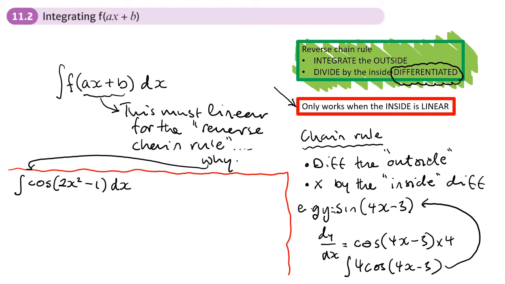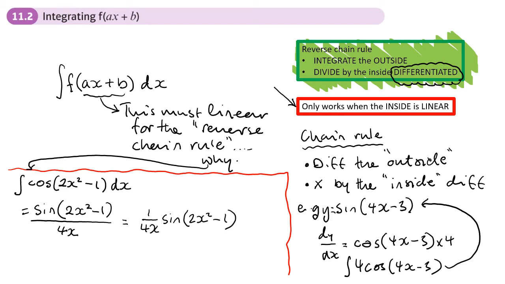So the first thing that we do is we integrate the outside. Cos integrated is sine. Now just like the normal chain rule, the inside of the bracket does not change, and the second part of the reverse chain rule is to divide by the inside differentiated. Now the inside differentiated will be 4x. So what do I end up with? I end up with 1 over 4x sine(2x squared).